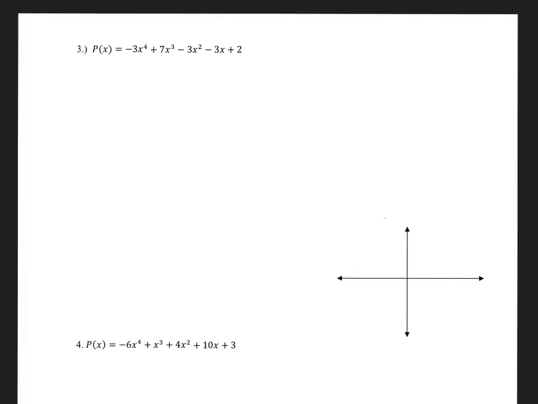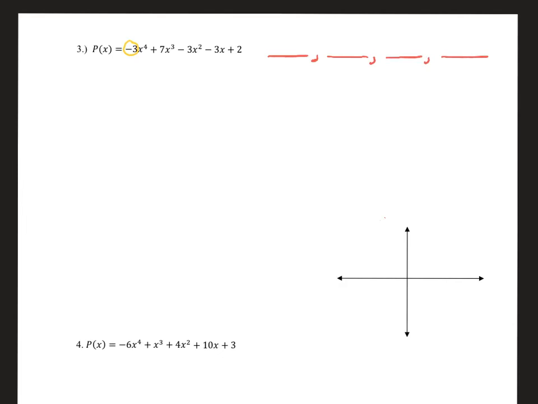All right, here's part 2 of our lesson. And we are looking again at a quartic. And so this is going to have, once again, 4 roots. What makes this a hair different from the previous problem is that we have a leading coefficient that is negative.